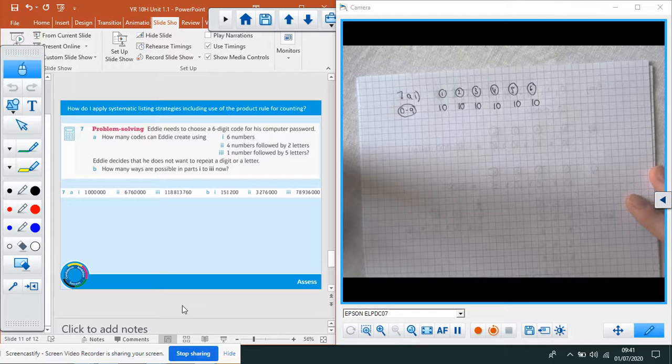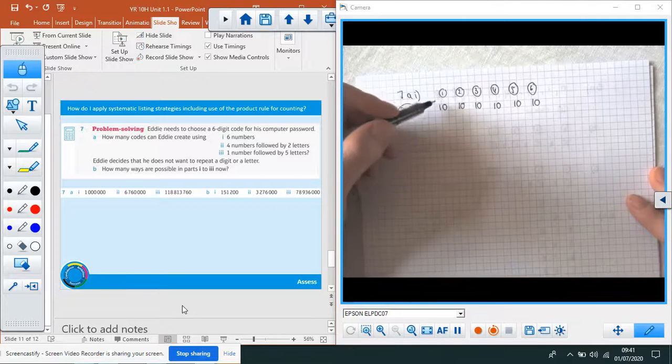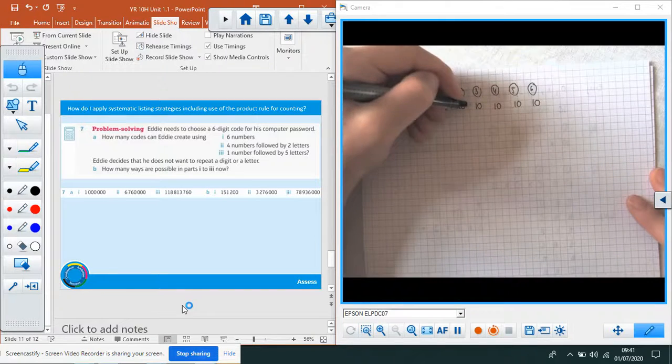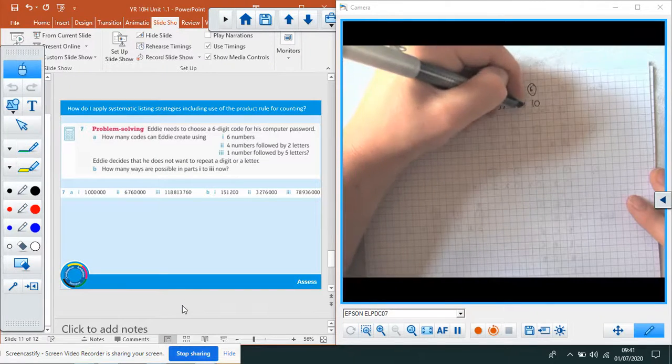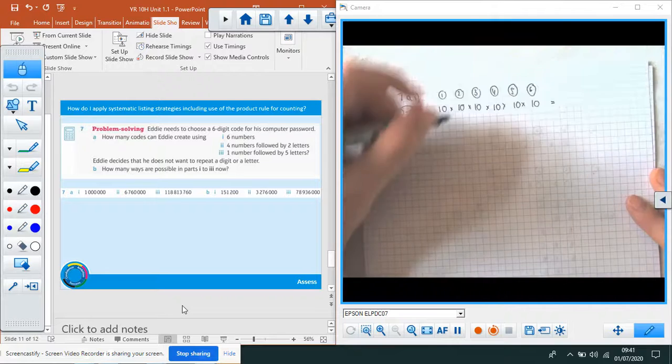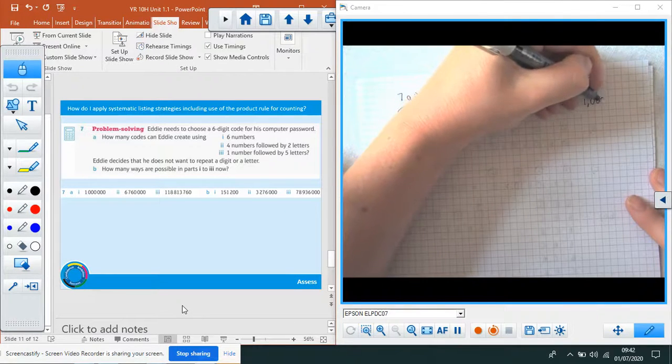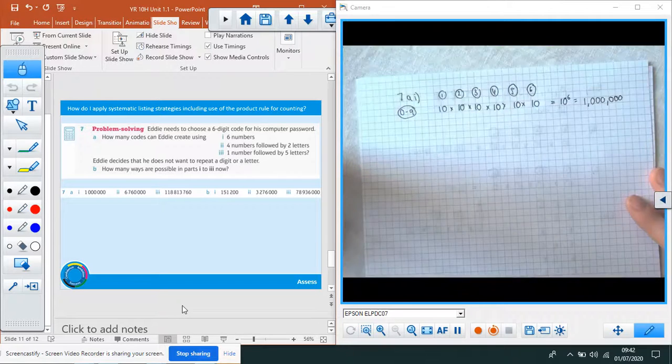It doesn't say that he can't have the same number. So each time there's 10 options. So 10 times 10 times 10 times 10 times 10 times 10, or 10 to the power of 6, which is 1 million. Okay, so there's 1 million different combinations he could have there.